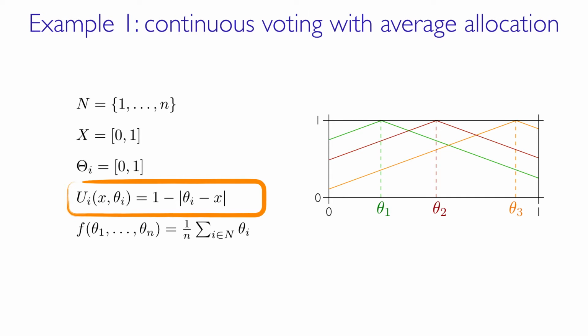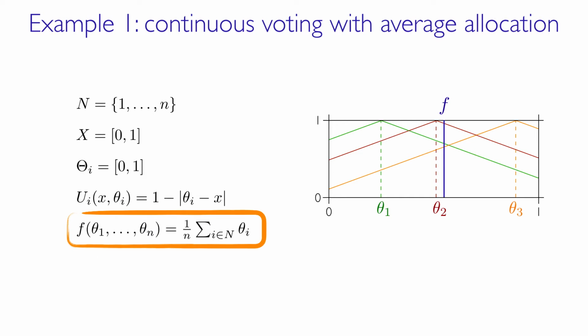Now we have the utility. Each player has a piecewise linear utility that has the maximum value where the outcome is equal to the type. And then the utility function decreases linearly as the distance between the outcome and the type of the player increases. The maximum value of the utility is 1. These utility functions are called single-peak utility functions.